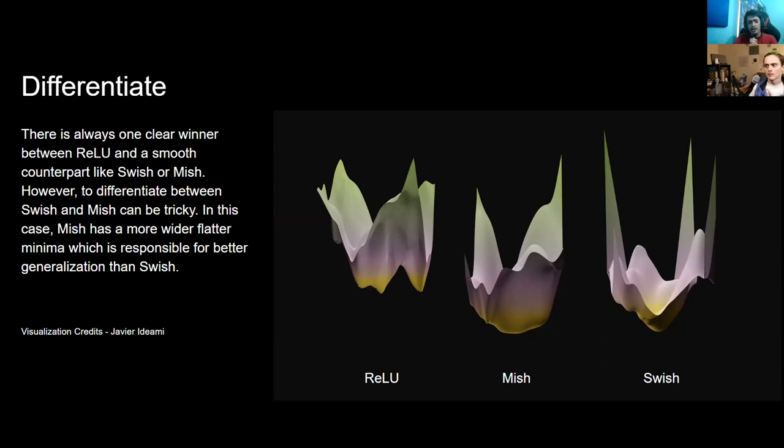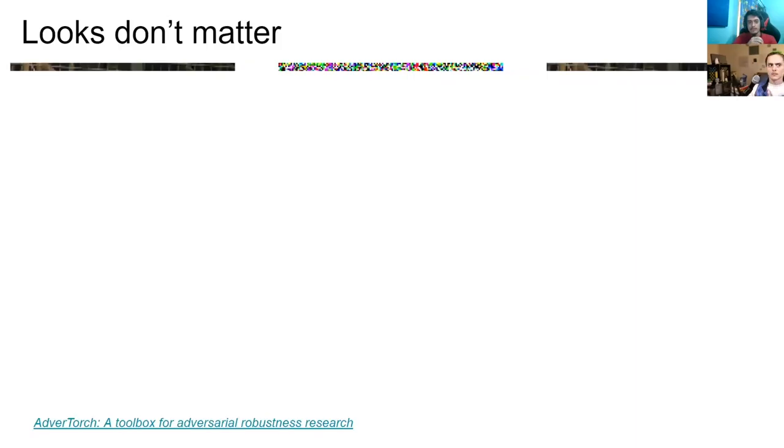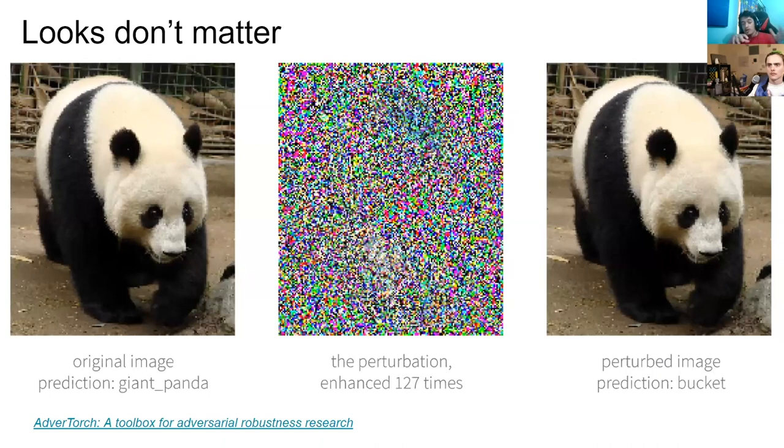And it also speaks for the fact that in our experiments, we saw that Mish was performing consistently better than Swish, and that was validated in this visualization. So why are we discussing smooth activation functions? It's not only in the context of performance in terms of accuracy or generalization of the neural network, but it also has a huge role in adversarial training of neural networks.